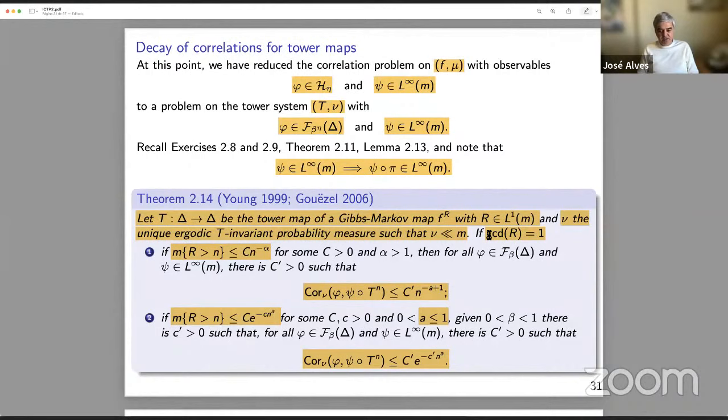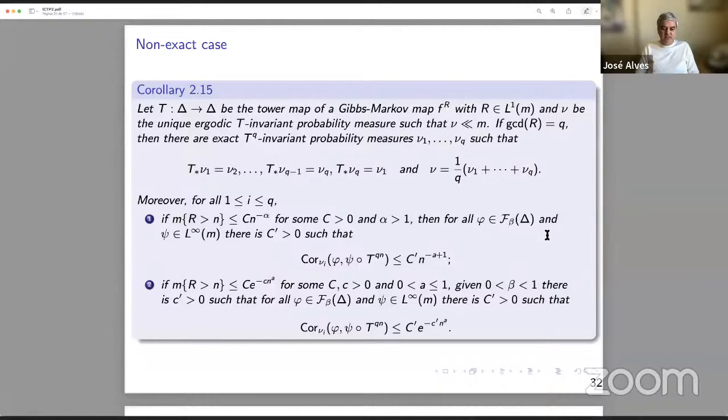This theorem is stated when the greatest common divisor is equal to one. So what happens if it's not equal to one? Can we not say anything? Well, we can say something, and we have this nice corollary. The conditions are essentially the same. The only condition that changes now is the greatest common divisor. It's no longer one, so assume it is now some positive integer greater than one. Then what we can conclude is that there exist, for T^k, the kth power of the tower dynamics, invariant probability measures nu one up to nu k. It's not k, it's T^q.